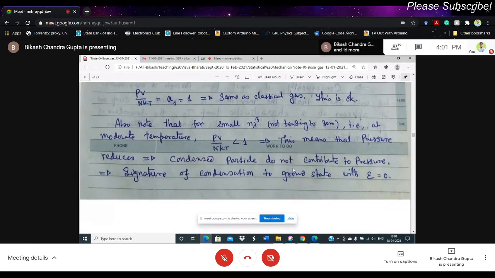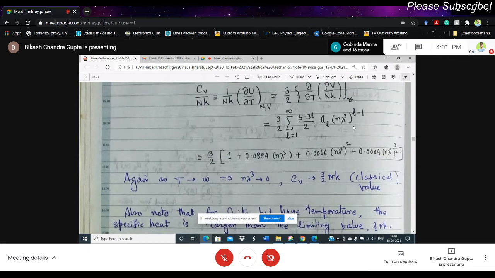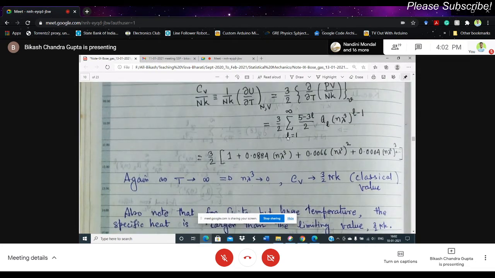Now, if you look at the specific heat, then again you can calculate. You just do the calculations at home. That's Cv by Nk equals, from Nk del u by del T, and PV by kT. If you just put in these values, eventually you will find that this kind of expression. Again, I'm not going to calculate the coefficients, but a few of the first coefficients: the first coefficient is 1, the second is this, the third is this, and so on.